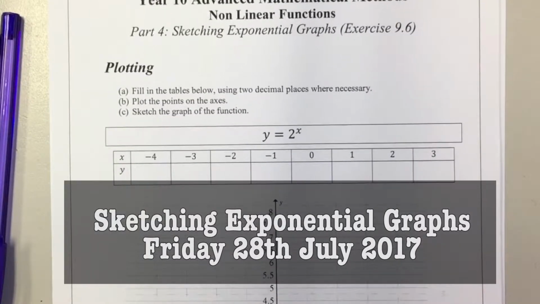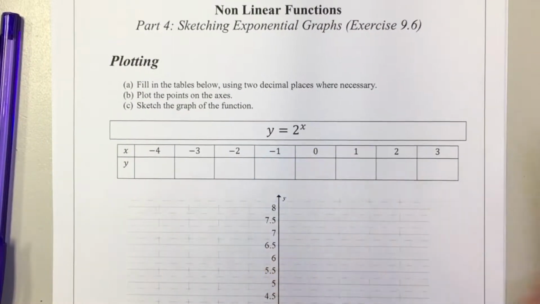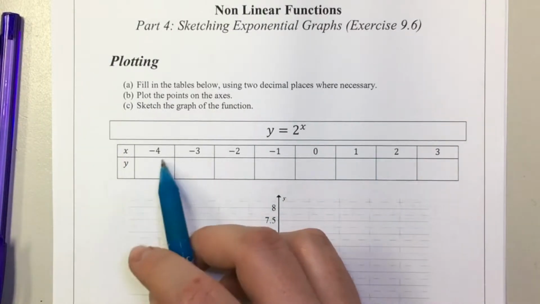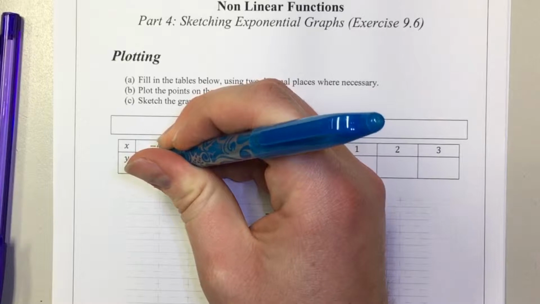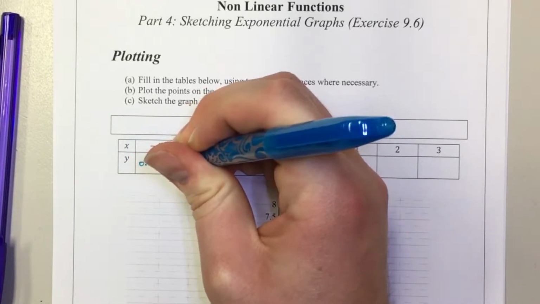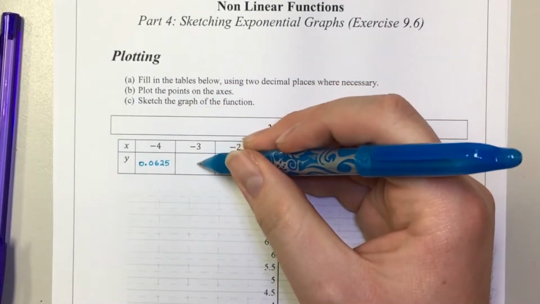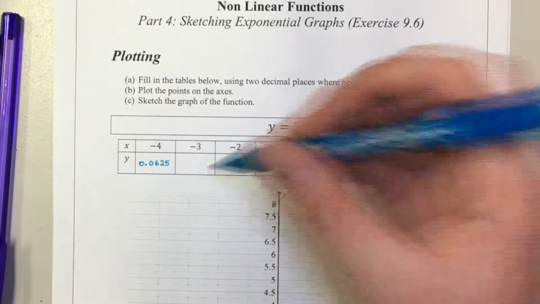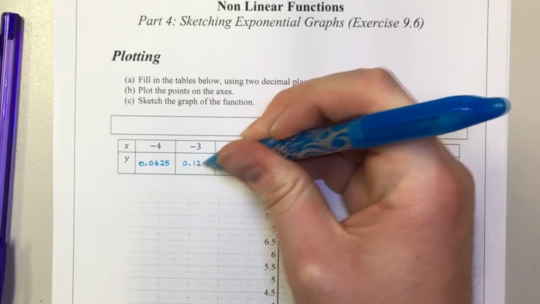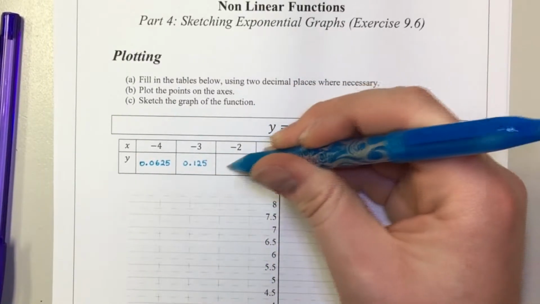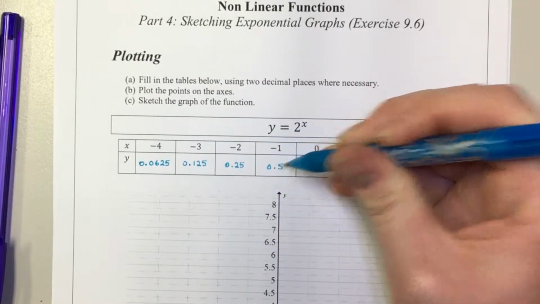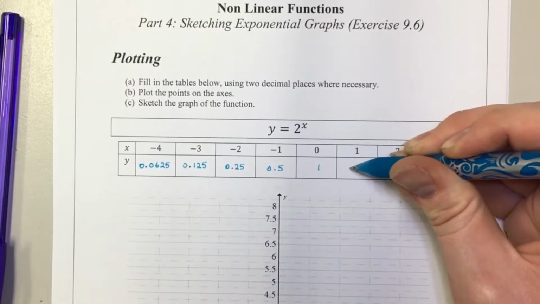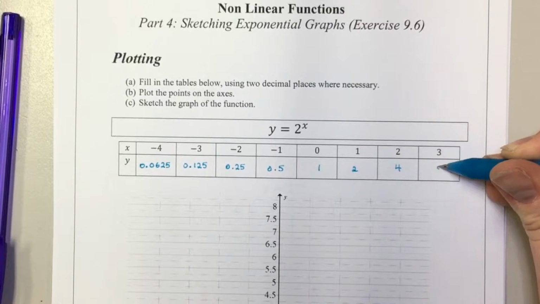And what we're going to do now is plot y equals 2 to the power of x. I'm going to ask Miss Shegog, if I may, what would be the values for y, starting with x equals negative 4. 0.0625. Negative 3, 0.125. Negative 2, 0.25. Negative 1, 0.5. Then 1, 2, 4, and 8. Excellent.